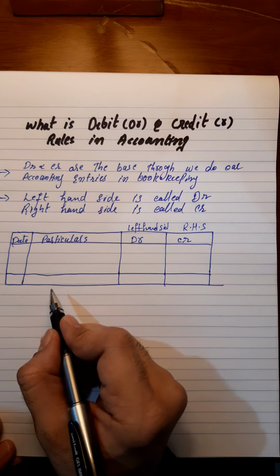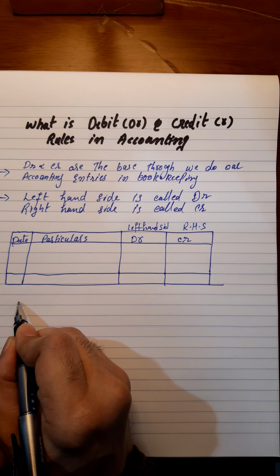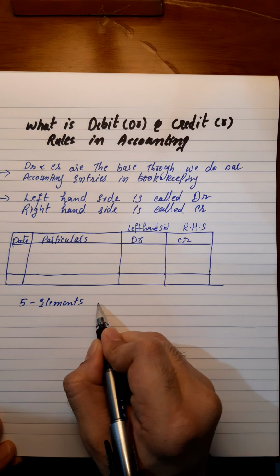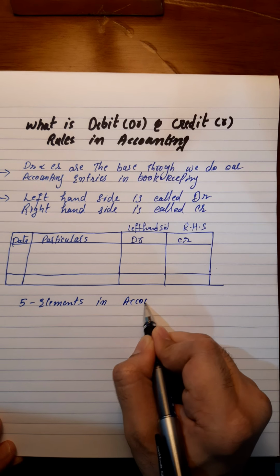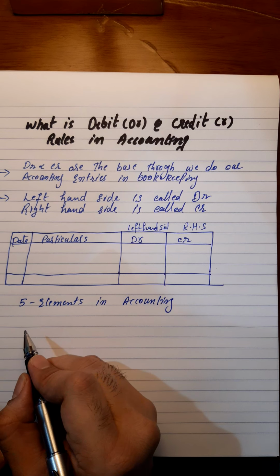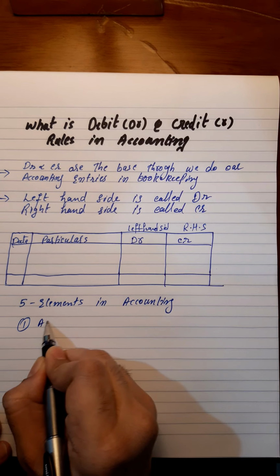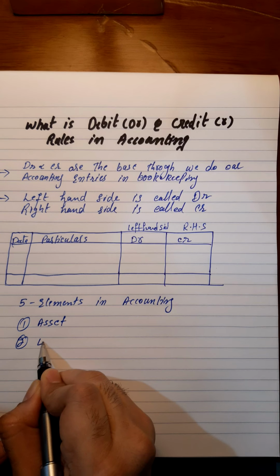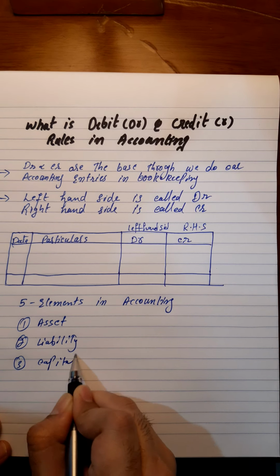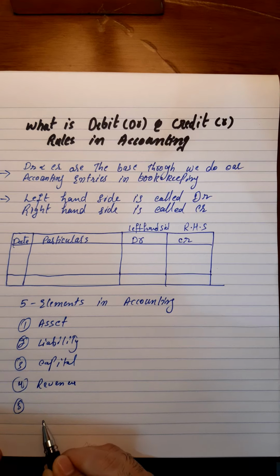Friends, we have 5 elements in accounting: assets, liability, capital, revenue, expense.